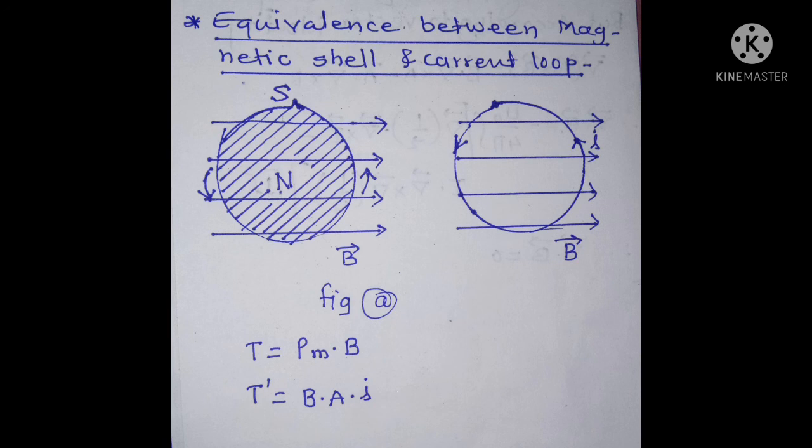A current loop of area A and carrying current I is equivalent to a magnetic shell of dipole moment Pm equal to AI, directed perpendicular to the plane of the loop and vice versa. Hence, the SI unit of magnetic dipole moment is ampere into meter square.